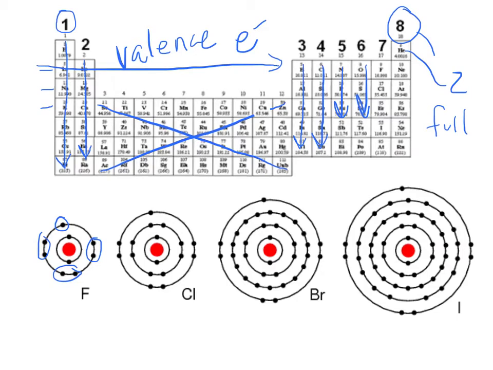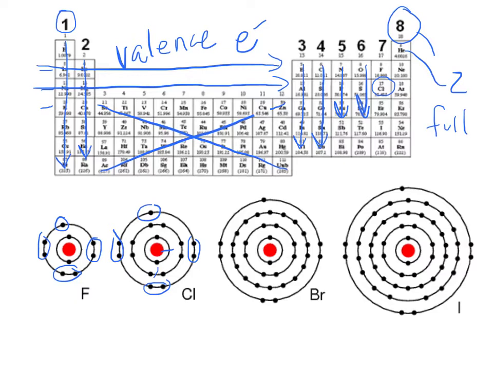Now in chlorine, you have 3 energy levels. Here's chlorine. It's in period 3, so there's 3 energy levels. And the first one's full, the second one's full with 8, and the outer shell has 2, 4, 6, 7 electrons.